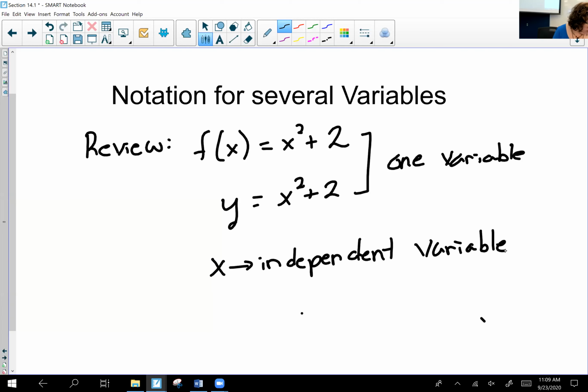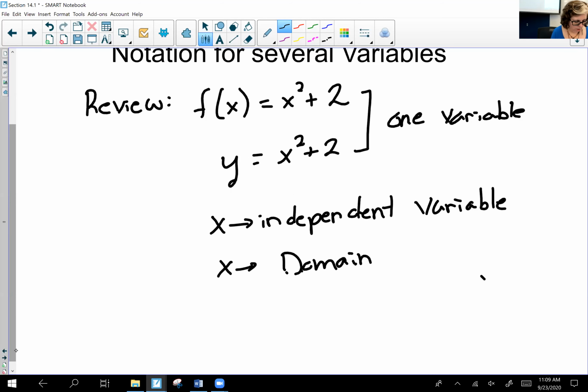The other thing you might remember was x was our domain. And this is really what we're going to work on today. And then y was our range. So that was from an algebra historic standpoint what went on.